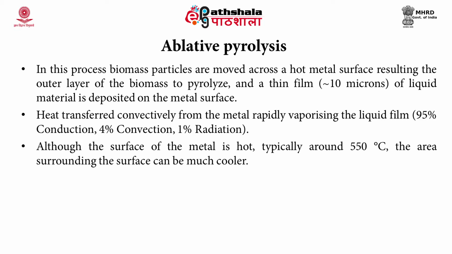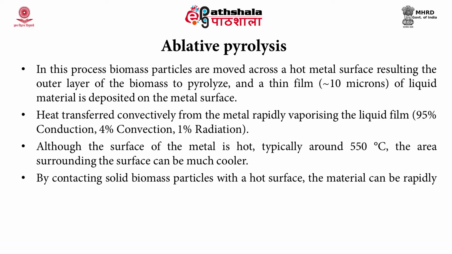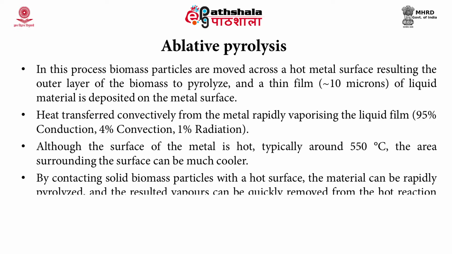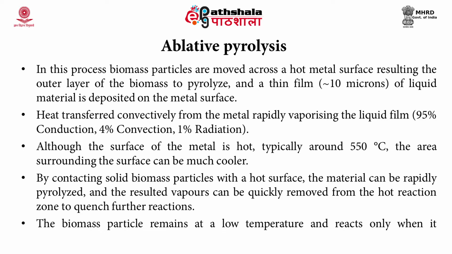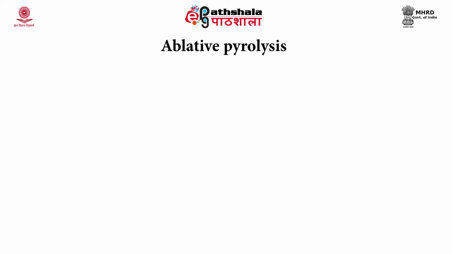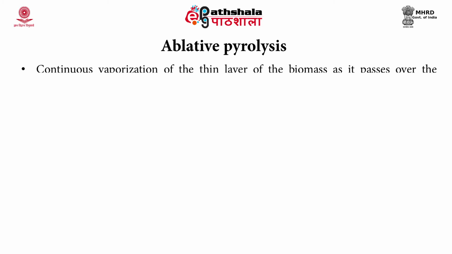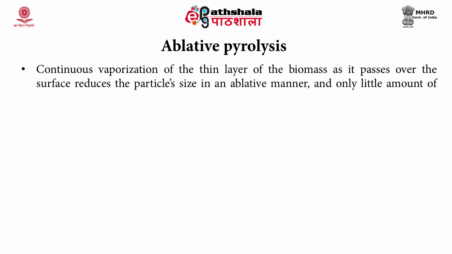By contacting solid biomass particles with a hot surface, the material can be rapidly pyrolyzed and the resultant vapors can be quickly removed from the hot reaction zone to quench further reactions. The biomass particle remains at a low temperature and reacts only when it physically contacts the hot surface. Continuous vaporization of the thin layer of biomass as it passes over the surface reduces the particle size in an ablative manner, and only a little amount of char is formed.